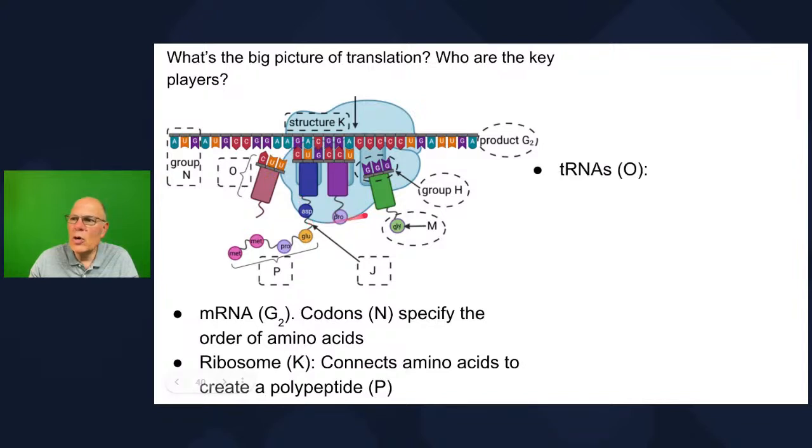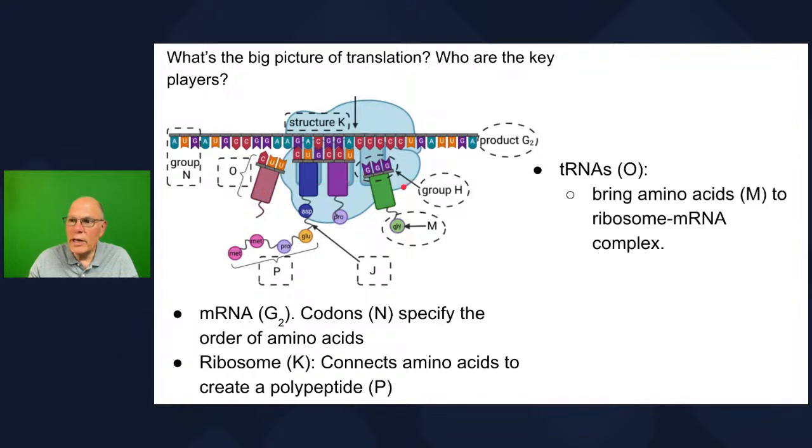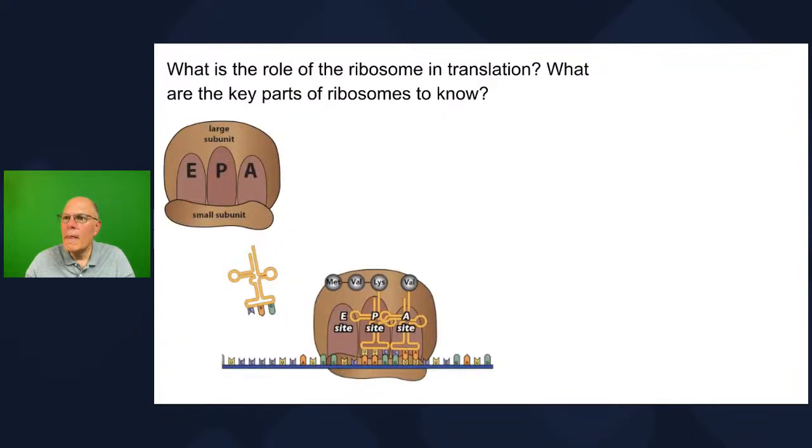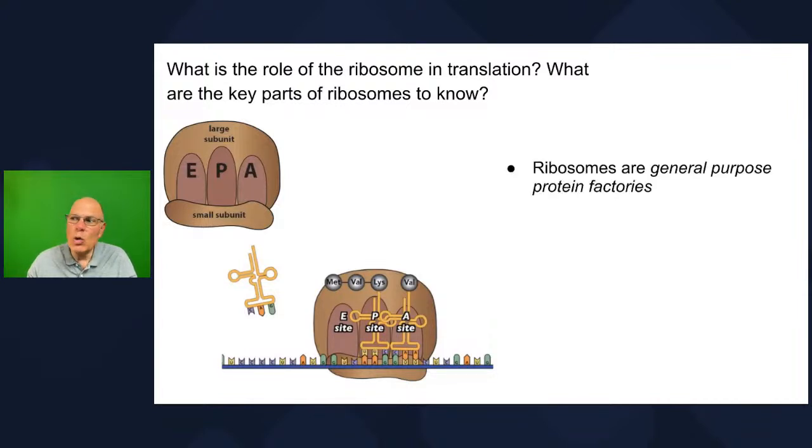So tRNAs, shown at letter O over here, bring amino acids, like here's one shown over here, to the ribosome RNA complex. And they have an anti-codon binding site. And again, if you can sort of imagine this, many tRNAs try to bind with CCC. The only ones that will stick will be the ones with GGG. Why will they stick? This is again a foundational idea of biology: because of complementary shape and hydrogen bonding. Okay, so that's the basic idea. So what is the role of the ribosome in translation? The ribosome is a general purpose protein factory.